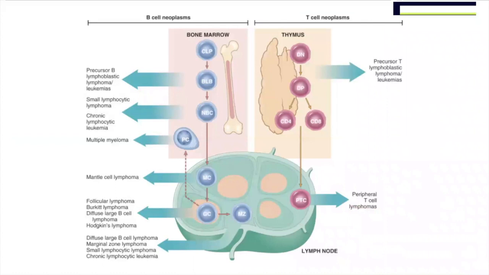Now, this is another image. You can find this in the pathology book, Robbins. Hopefully we'll have a new edition coming out this year. And where we're going to see the differentiation of these pre-B cells and pre-T cells. On the left, you can see here in the bone marrow, we have the differentiation of our B cells. And I'm going to focus on the B cells.